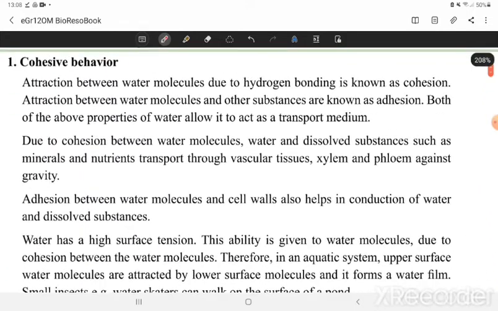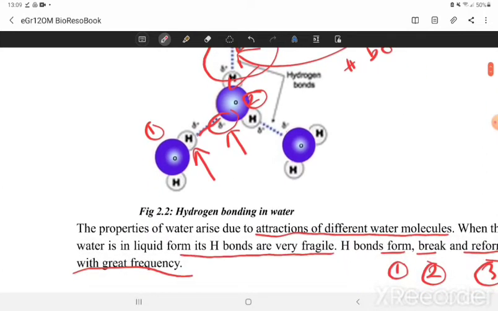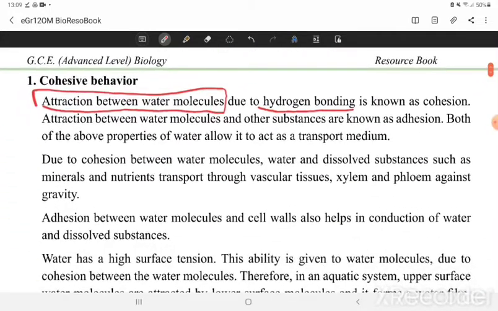Now, attraction between water molecules due to hydrogen bonding is known as cohesion. So the attractions between water molecules, right? Now why do these water molecules attract? Due to the hydrogen bonding, right? You saw that. Let's come to the figure again. You can see how water molecules are attracted. How are they attracted? By hydrogen bonds, right? So attraction between water molecules due to hydrogen bonding is known as cohesion.